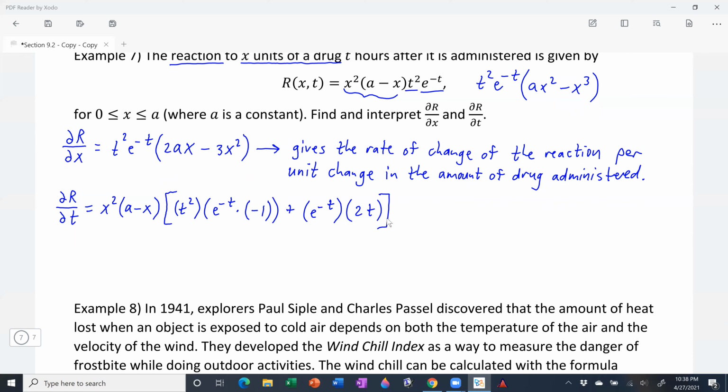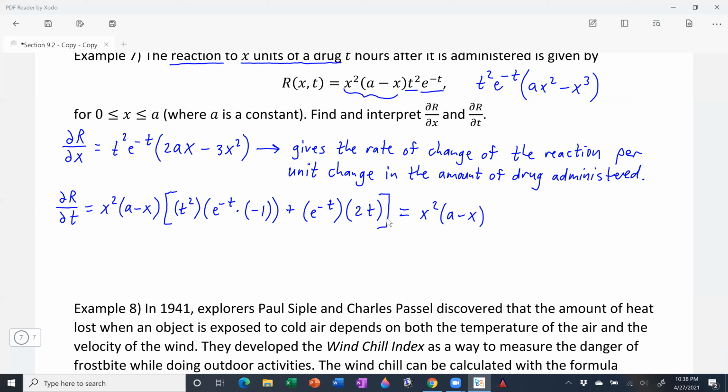Okay. Now let's clean this up a little bit. And so let's see, this x squared, a minus x, just looking back at the original function, that's just there again. So I think it's okay to just go ahead and leave it as a multiple outside. It's better to put it in some kind of a factored form rather than distributing everything out.